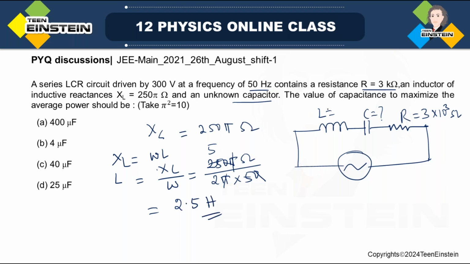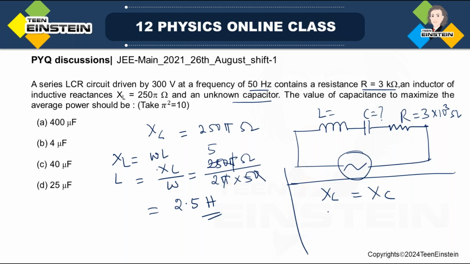If we require the value of the capacitance, you have to find out the value of the capacitance to maximize the average power. So what should be the value of the capacitance so that the average power will be maximized in the circuit? Okay, so maximum power would be obtained in a series LCR circuit only when it is in resonance. That means XL must be equal to XC.